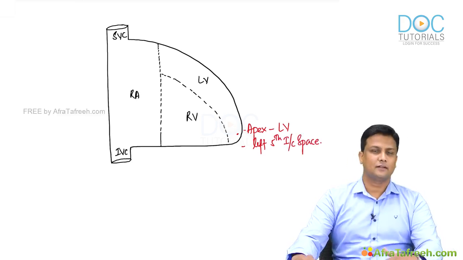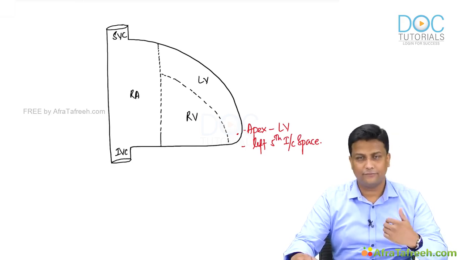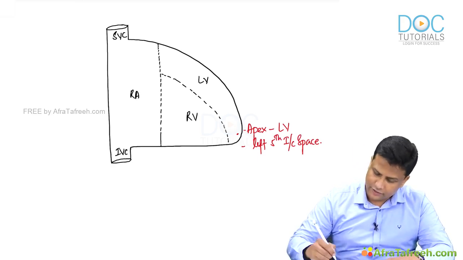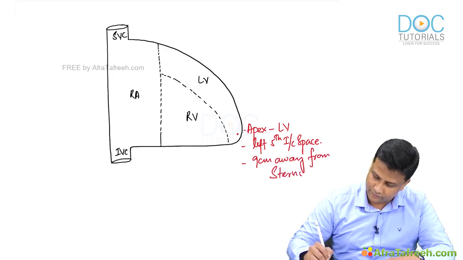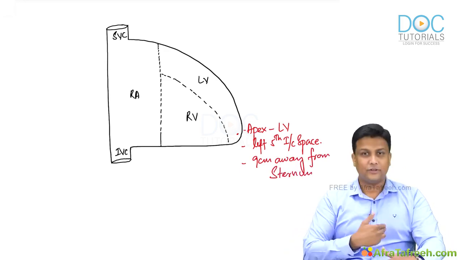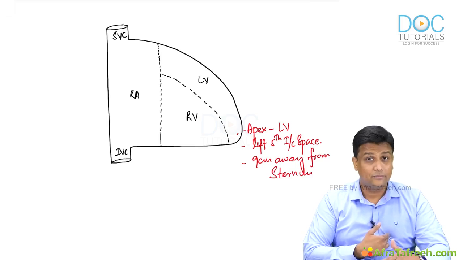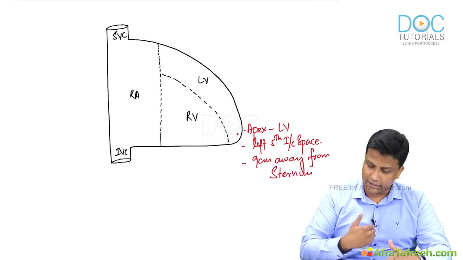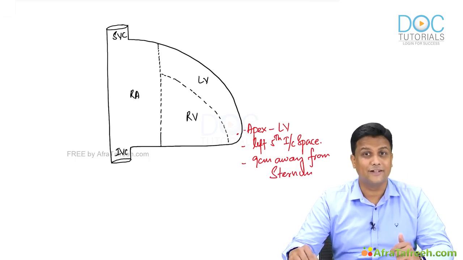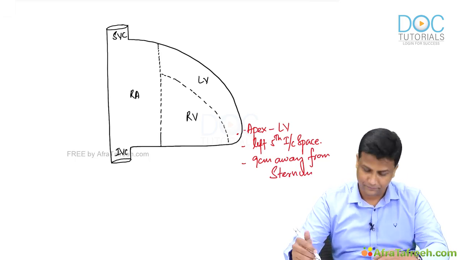The apex can be located exactly in the left fifth intercostal space, which is almost 9 centimeters away from the sternum, guys. So the apex of the heart is formed by the left ventricle, and it is present in the left fifth intercostal space, about 9 centimeters away from the sternum. That is about the apex.